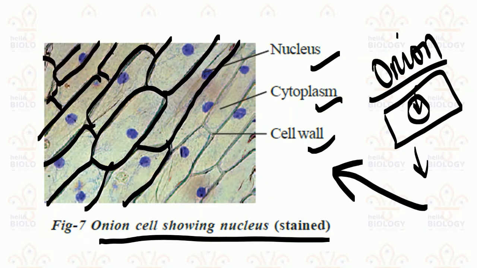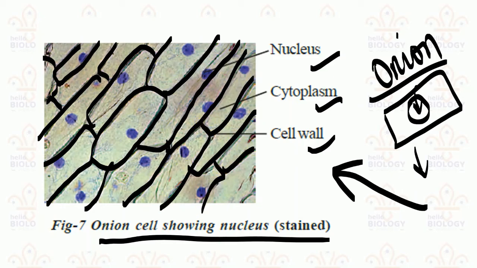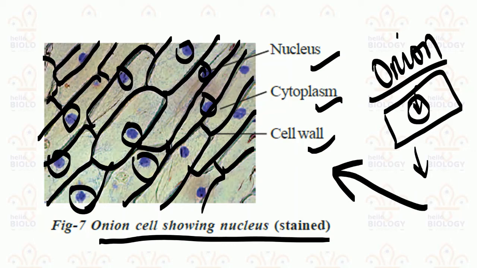Usually onions are added daily in curries, so you might not have seen these cells. And this part is most important, the nucleus. With the help of this only the onion will grow day by day. These are what are called the nucleus.